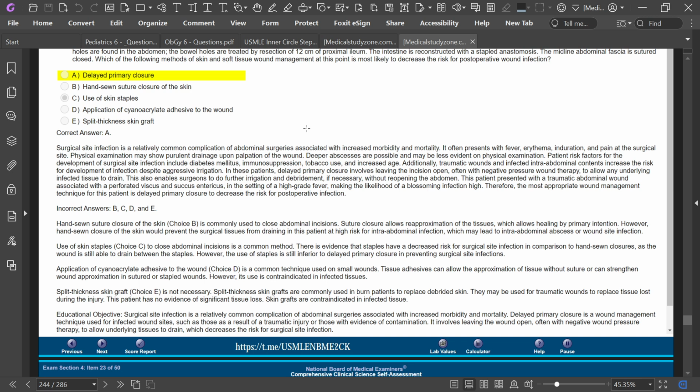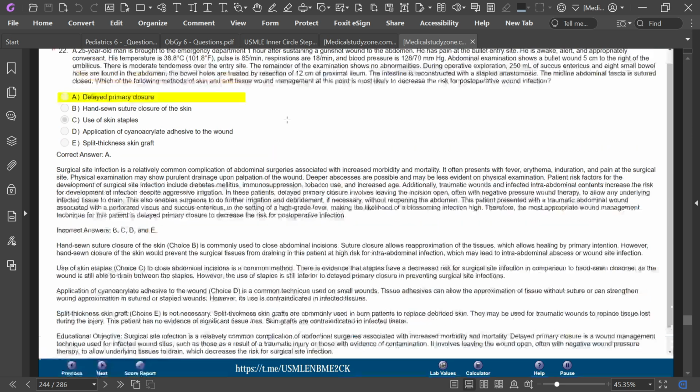Use of skin staples to close abdominal incisions is a common method. There is evidence that staples have decreased risk for surgical site infection in comparison to hand-sewn closure, as the wound is still able to drain between the staples. However, the use of staples is still inferior to delayed primary closure in preventing surgical site infection. Okay. Next.